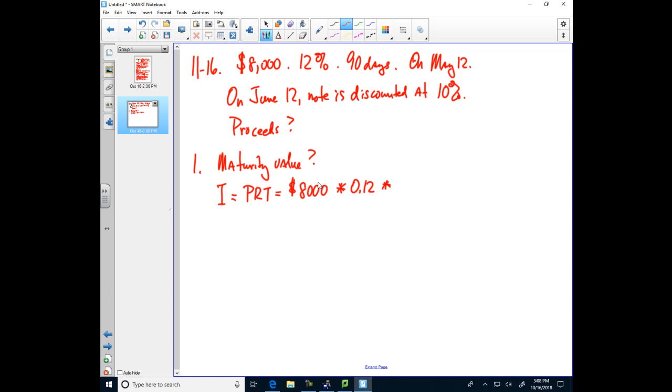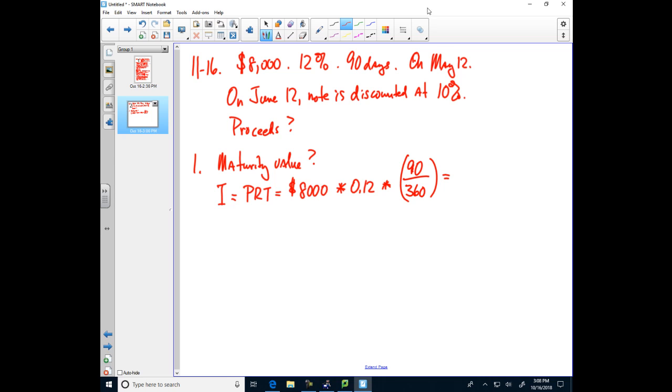It is nowadays. I think a lot of these problems were written in the 1970s or something. Although interest rates are going up. And then our time here is going to be 90 over 360. And those are in days, so they cancel out. By the way, this 12% is 12% a year. If this was a year-long note, that's what you would get. Since it's not a year, that's why we have this fraction 90 over 360. Okay, does everybody see why we do that?